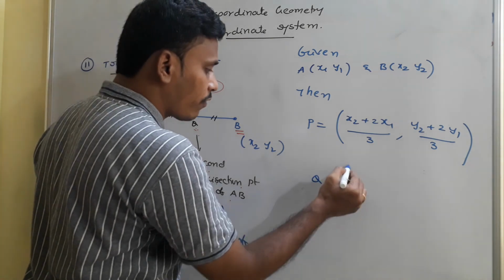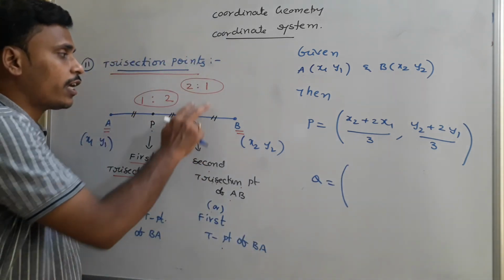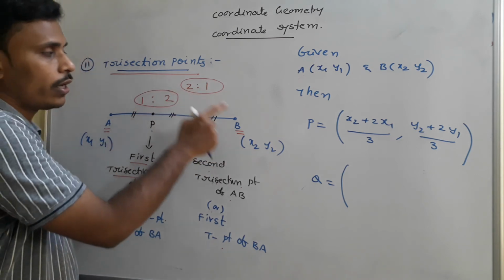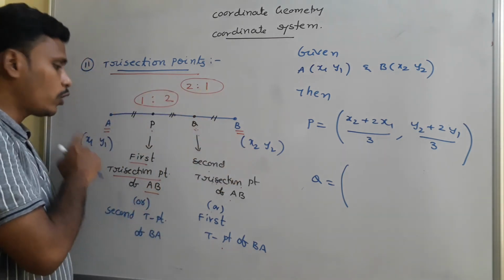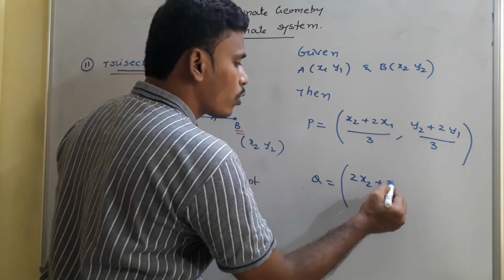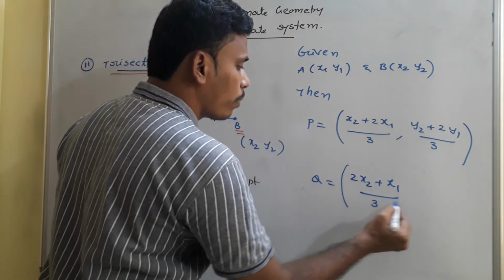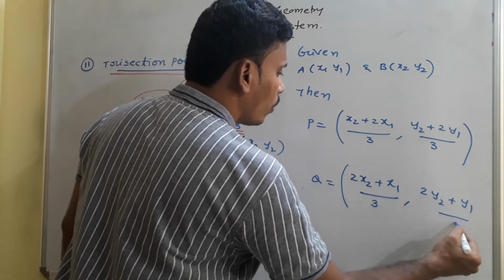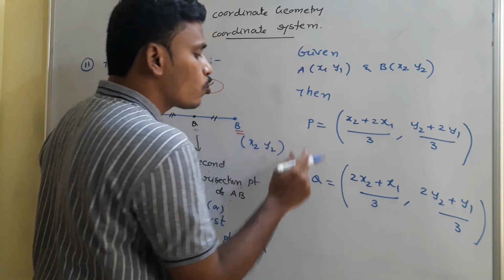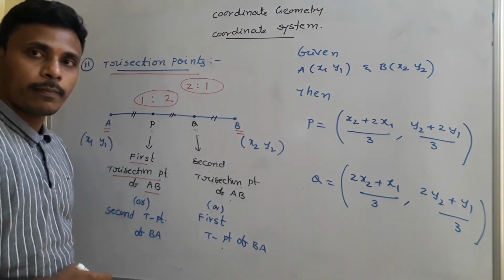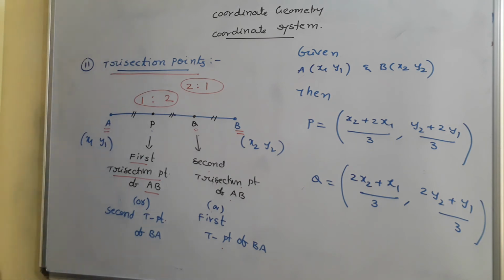Whereas if you wish to identify Q, here the ratio is 2:1. Again go classwise. 2 into x2, 1 into x1. So you may write it like this: (2x2 + x1) divided by 2 plus 1 is 3, comma (2y2 + y1) divided by 3. So these two are the trisection points of AB. Okay? Have a look.